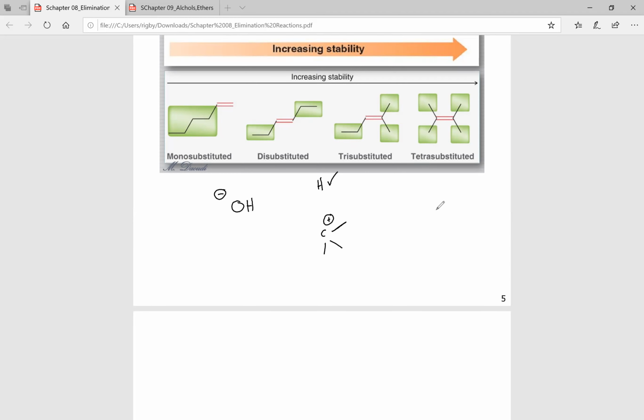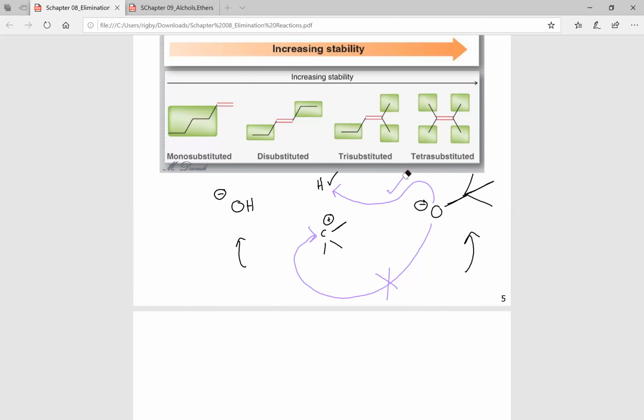But on the other hand, if we have a big bulky base such as tert-butoxide, like this here, we can see here that the tert-butoxide is much bigger than this negative OH. So it's going to have a lot easier time of grabbing a very small hydrogen than fitting into a space and making a bond with this carbon plus. So this guy is not really going to work as a nucleophile, but it will work as a strong base.